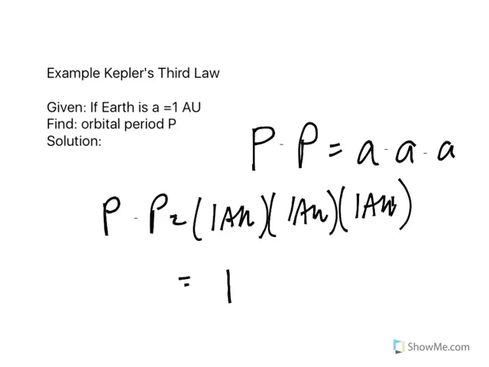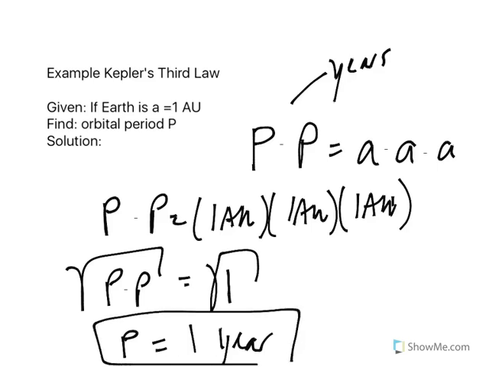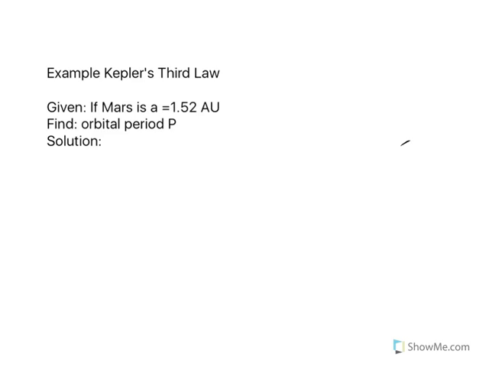Well, we multiply this out. 1 times 1 times 1 is equal to 1. And we carry the P down, so we have a P times a P. Then we want to take the square root of both sides. So we have a P on the left side, and the square root of 1 is 1. And we know the unit for P has to be in years. So we know the unit is year. And this makes sense. The orbital period of Earth we know is 1 year. So therefore, P should be equal to 1 year. And that helps us understand Kepler's third law.